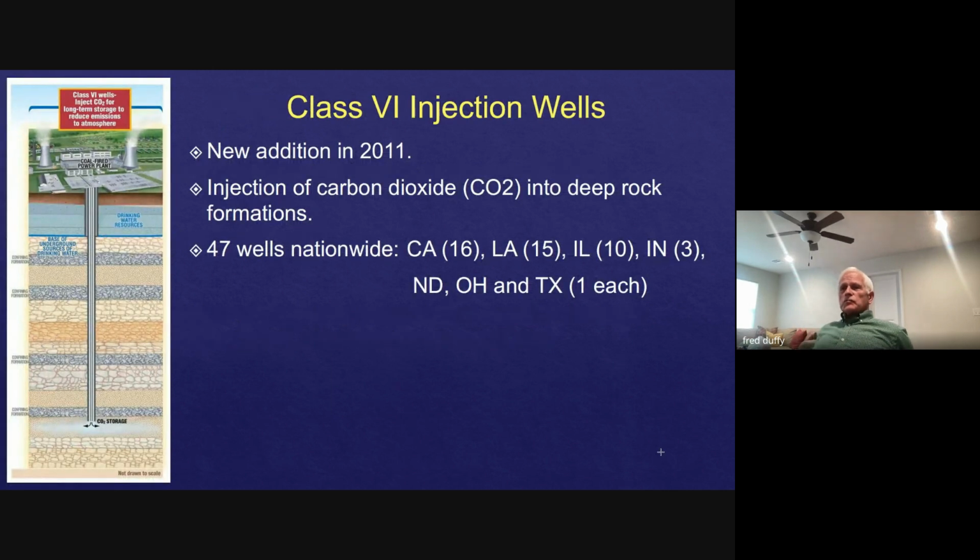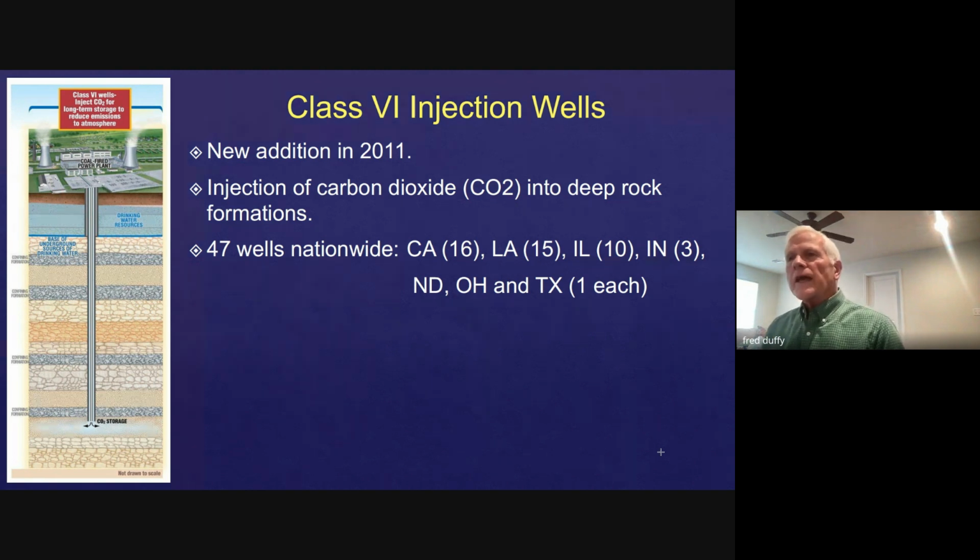Next one. Okay, this is the one that I found to be a little bit more interesting. Class 6 wells are the latest class of wells. They are a new addition in 2011. They inject carbon dioxide, CO2, in a deep rock formation. This information comes right from the EPA website, just like the diagram. There are 47 wells nationwide, and that follows: California has 16, Louisiana 15, Illinois 10, Indiana 3. It says Texas has 1, but I think that is a mistake. I think that was a class 5 well that was used for injecting CO2 and then monitoring the CO2, to see if it stayed within the reservoir there.